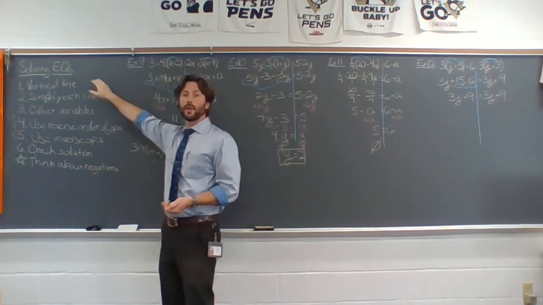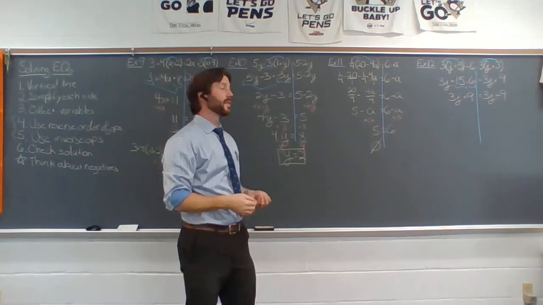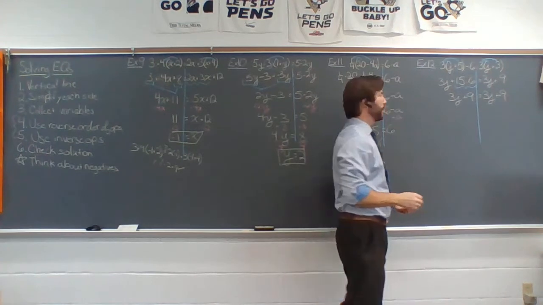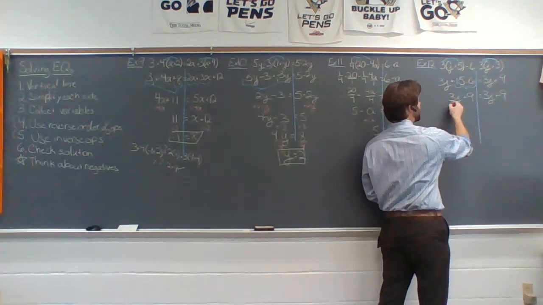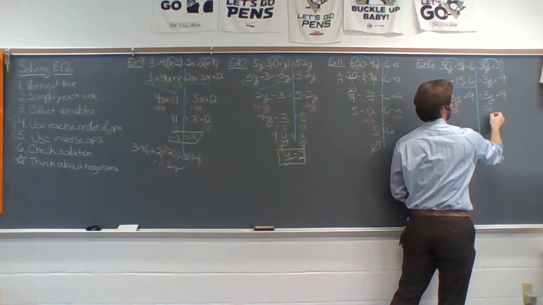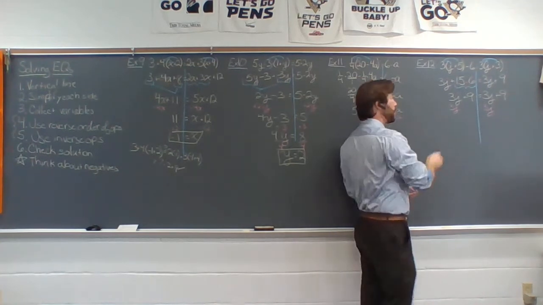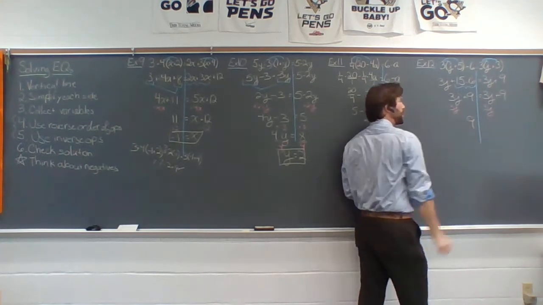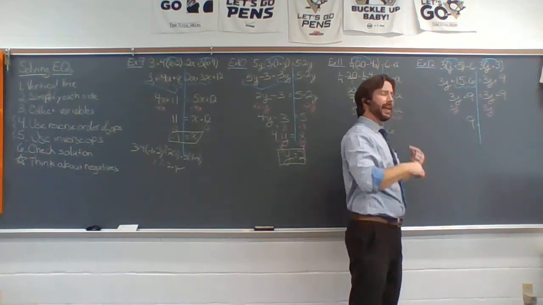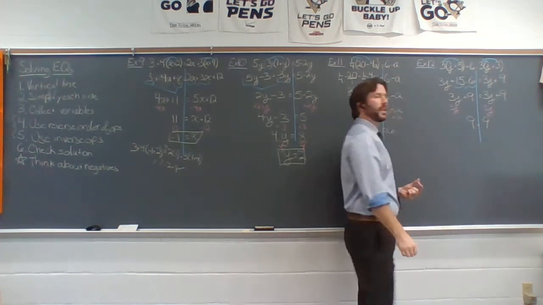Well, we drew a vertical line. We simplified each side. Now it's time to move all of our variables to one side. It doesn't matter which side we go to. This time I'm going to choose to move all of my variables to the right. So I've got a positive 3j. I need to subtract 3j from both sides. 3j minus 3j is 0. So I have 0 plus 9, or simply 9. 3j minus 3j is also 0. So I have 0 plus 9, or just 9.